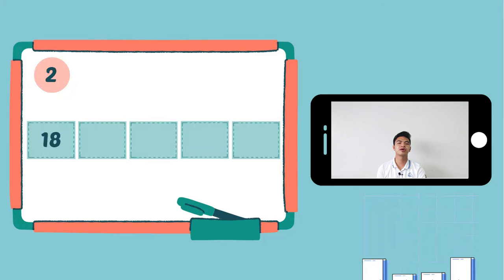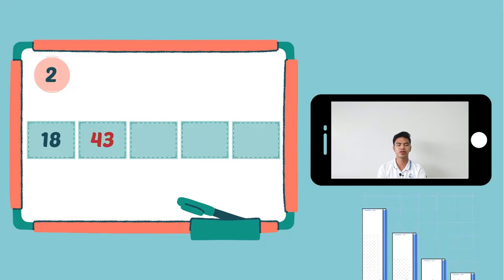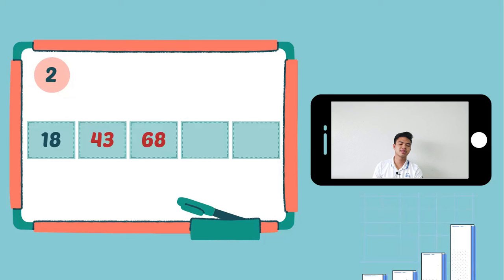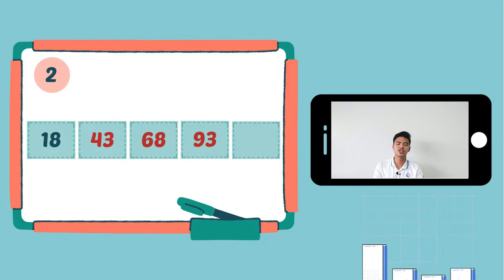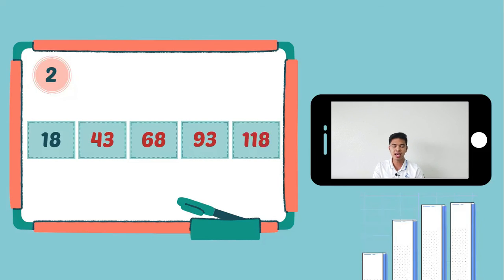So let's go to the next number, number 2. We have here 18. So what are we going to do? We are going to add 25 on it. So 18 plus 25 is equal to 43. So we're going to write 43, and then 43 plus 25 will be 68. And then 68 plus 25 is 93. So we're going to write 93 on it. And then 93 plus 25 will be 118. Okay? So that is how we do it.